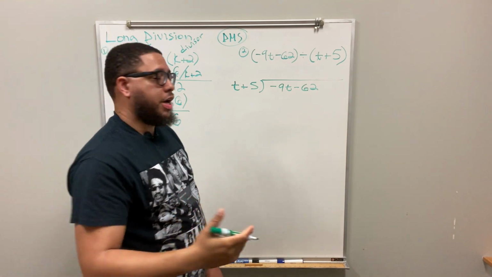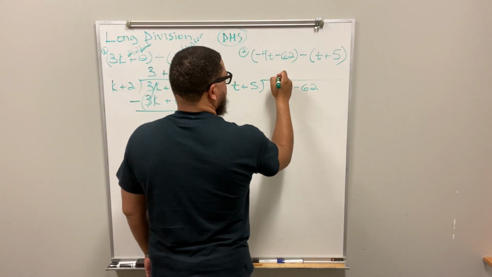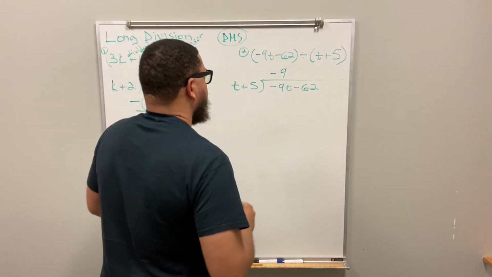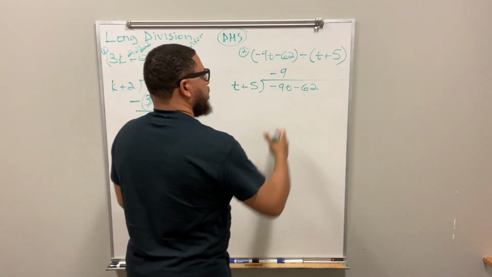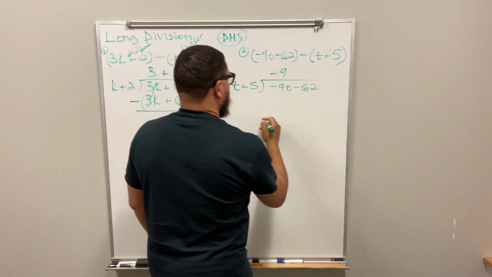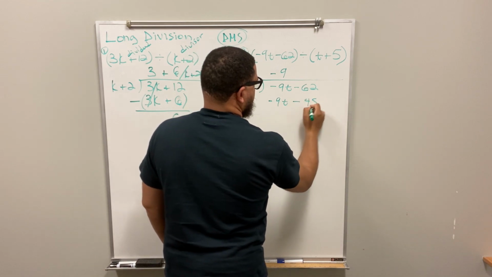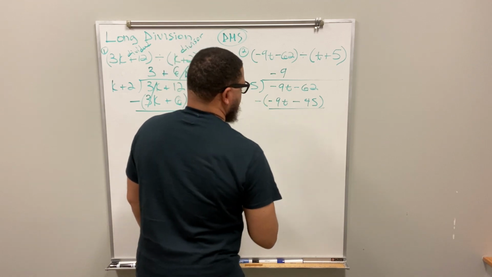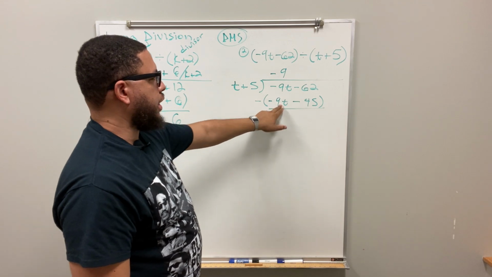That's your first step. You divide negative 9t divided by t, and using mental math, you realize that that's negative 9. So you write negative 9 up here. Okay? You write negative 9, and then your next step in DMS is to multiply. Multiply what though? You multiply this negative 9 by the t plus 5. All right, so then you're going to have negative 9t, and negative 9 times 5 is negative 45. Draw your line. Don't forget your parentheses and your minus sign, right?